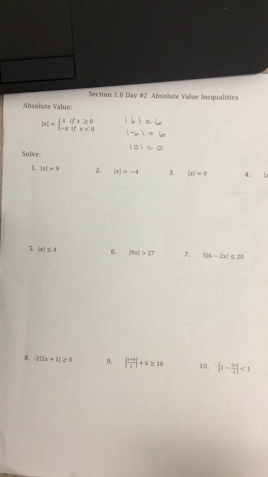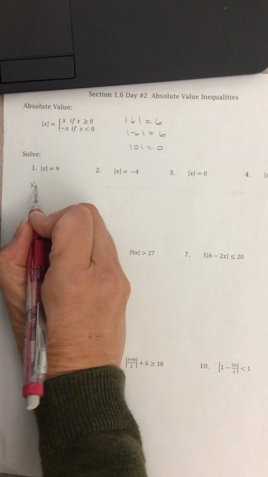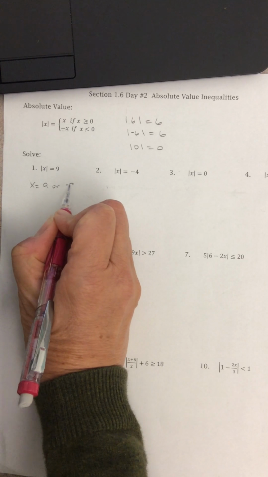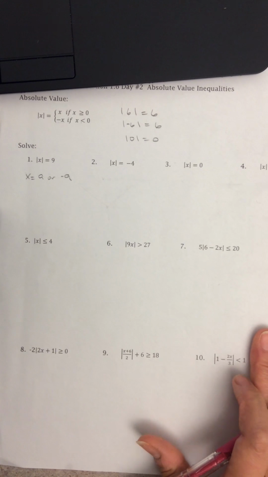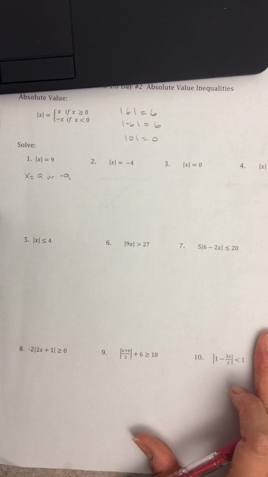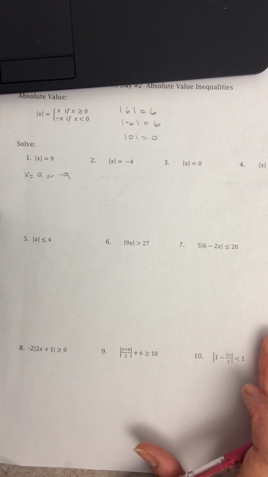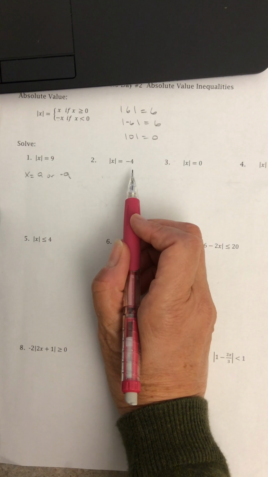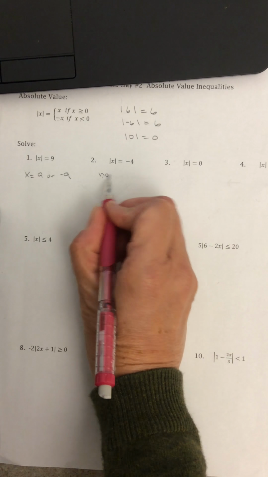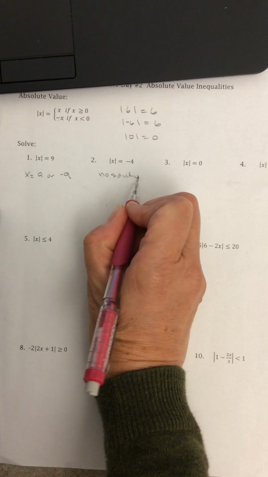Which means that if I ask you what values of x make the absolute value of x equal to 9, you would have to give me two answers, 9 or negative 9. Both of those values, when you put them in absolute value, come out to be positive 9. But if I ask you what values you put in an absolute value to get negative 4 out, you would say no solution. There's no way to get negative 4 out.